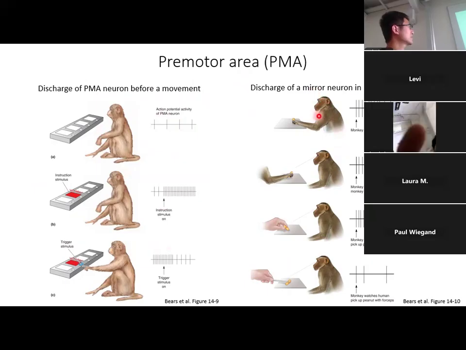And there's another interesting type in the PMA called mirror neurons. So what does the mirror neuron do?